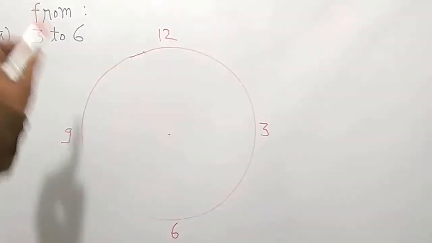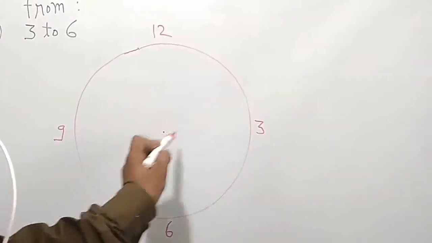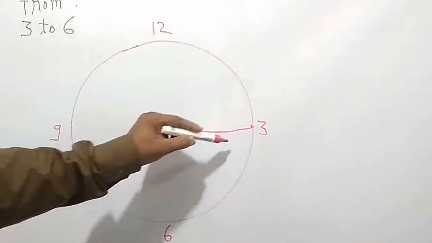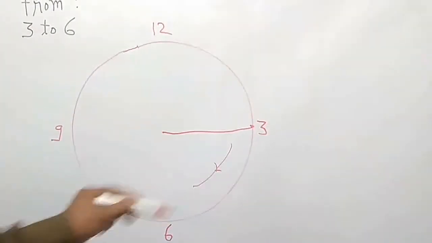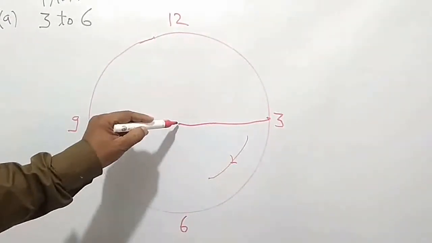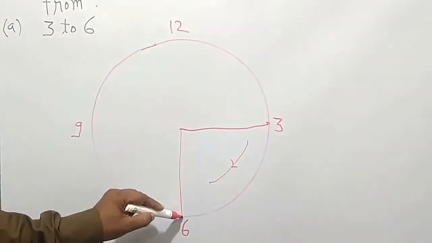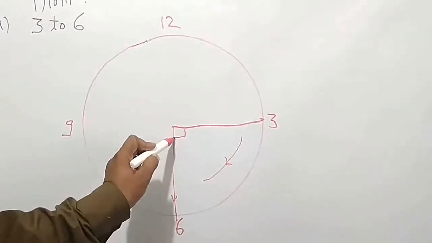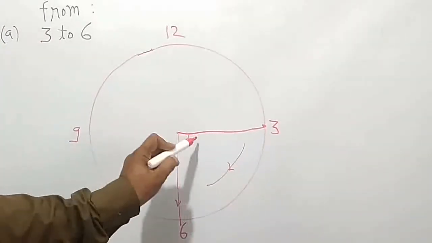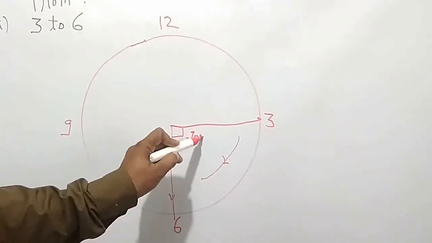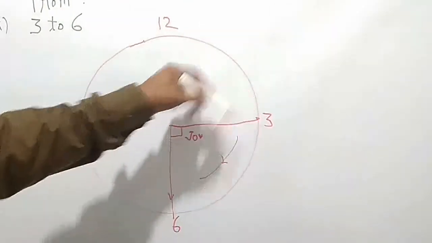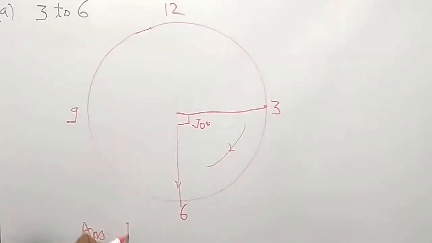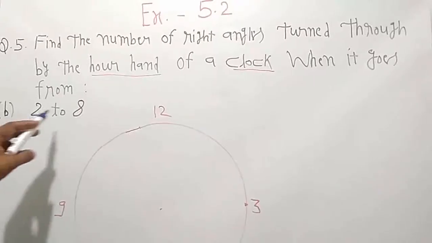Now we are drawing the hour hand from 3 to 6. Suppose initially the hour hand is on 3. Now it turns in a clockwise direction. This is the clockwise direction, and now it goes to the 6. It reached here. So one angle is created here. It is the right angle, 90 degrees, and in one right angle we reached from 3 to 6. So our answer is 1 right angle.